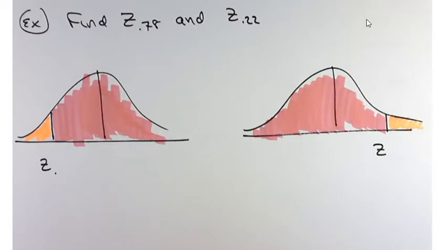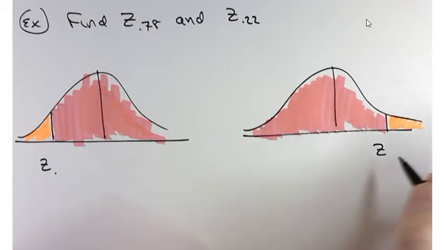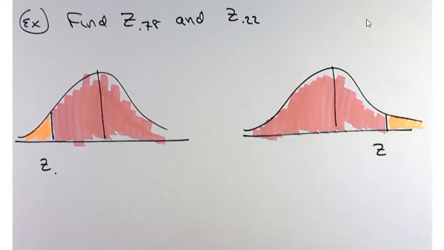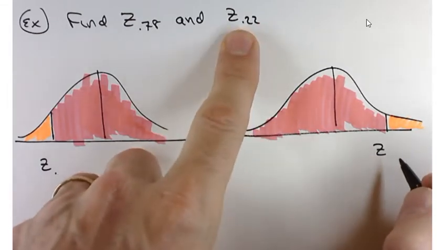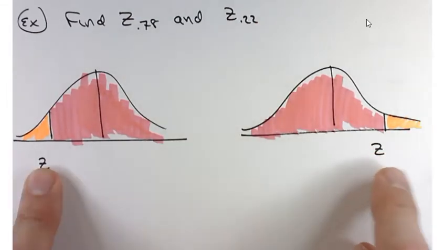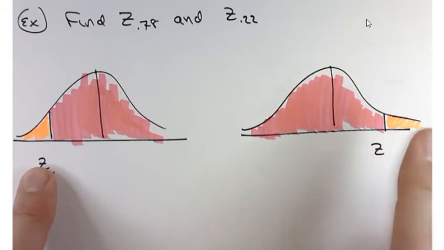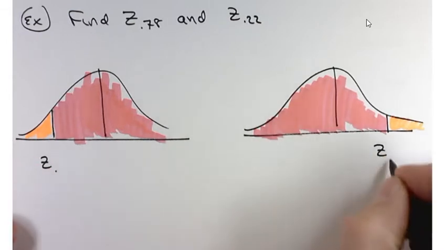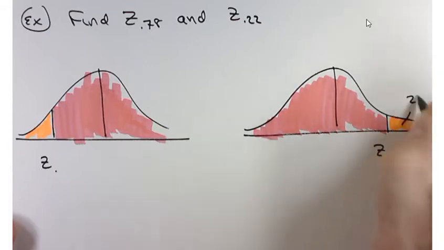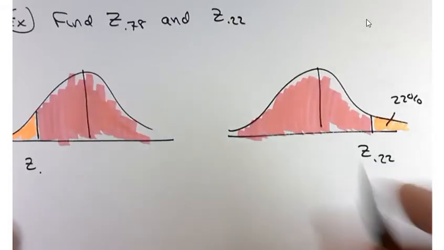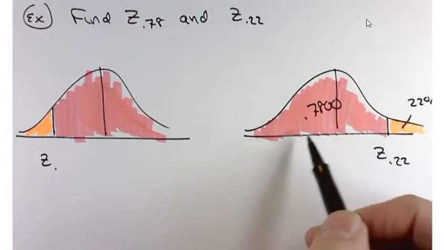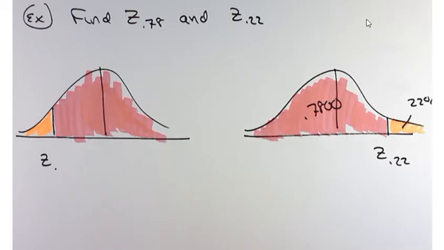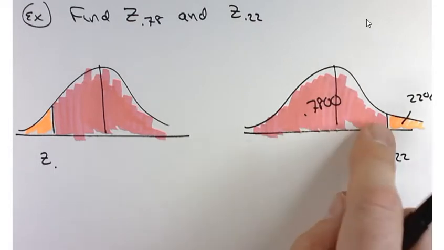Okay, so if you're asked to draw these things, I'm not really going to ask you to draw these from scratch. I'll give you most of it. But Z sub 0.22, is that going to be this one here or this one here? The one on the left or the one on the right? The one on the right, because it's going to put 22% of the area in the right tail. That means 0.7800 is to the left of this point. And that's where you can begin looking: what point has about 78% of the area in the left tail?